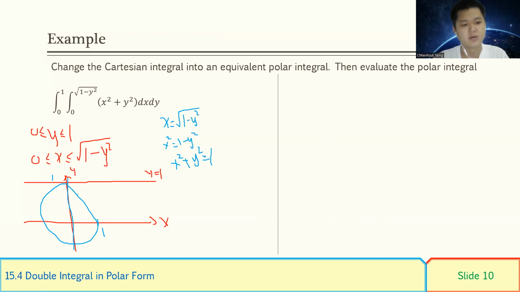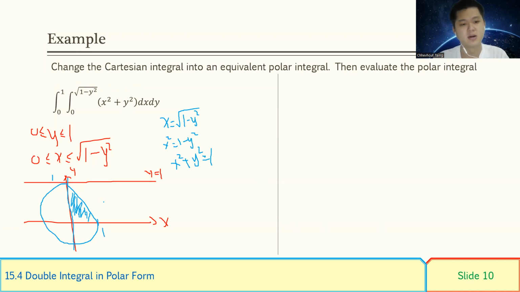This is not the region we work in. We are not working with the whole circle. We are only working with this small area of the circle right here, because y is from 0 to 1, so it is this strip. And then x is from 0 to the circle. So x equals 0 is this y-axis, and x equal to the square root is this part of the circle. So we're just working with this region.